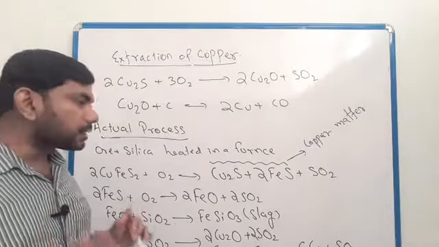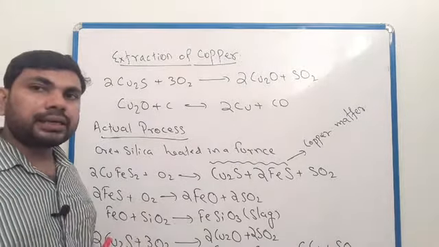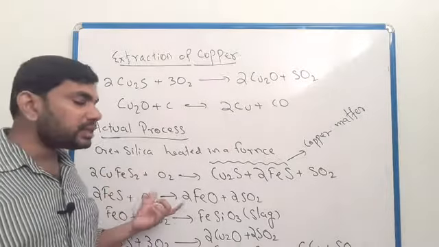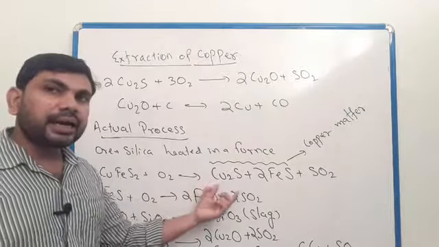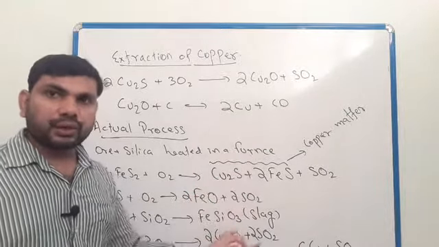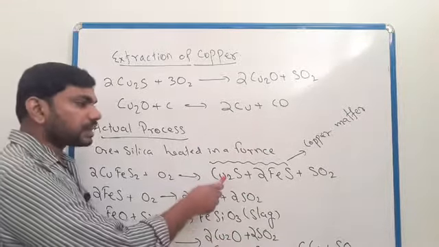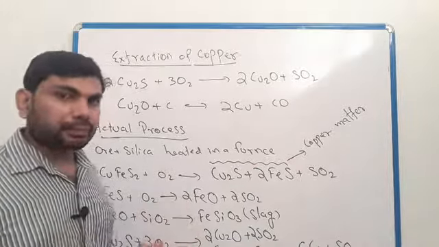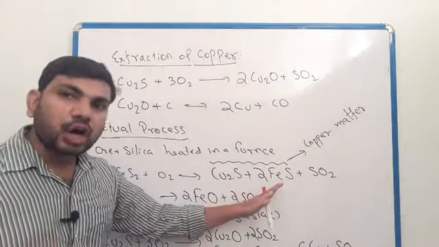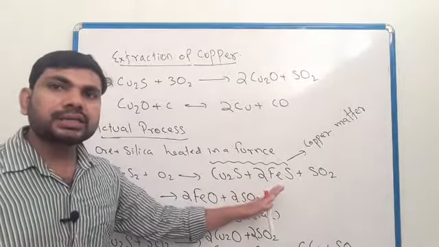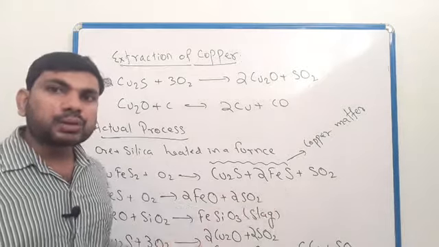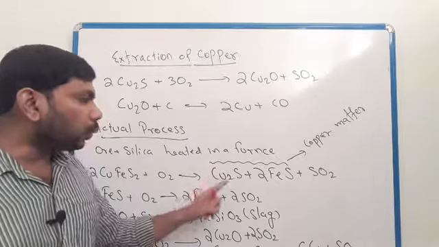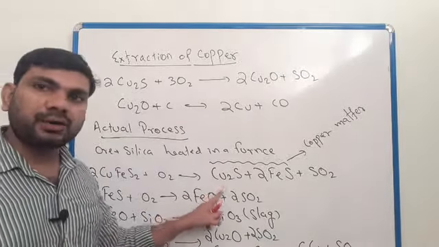I will repeat once again. The ore of copper is copper pyrites, CuFeS2. On strong heating it forms copper sulfide, iron sulfide and sulfur dioxide. The mixture of copper sulfide and iron sulfide is called copper matte. Iron sulfide on strong heating forms iron oxide and sulfur dioxide. Iron oxide combined with silica forms iron silicate. Now copper sulfide is left behind.